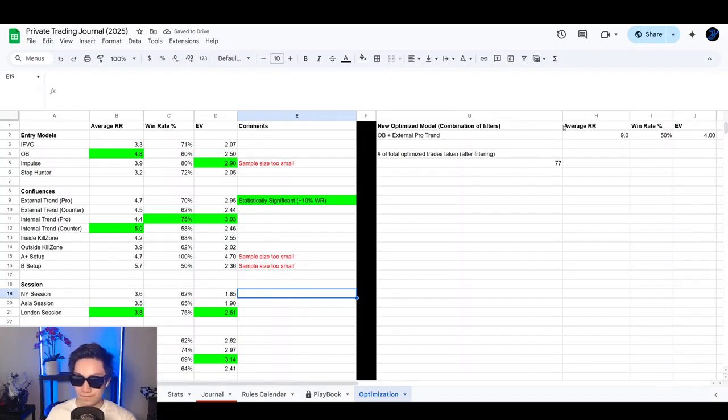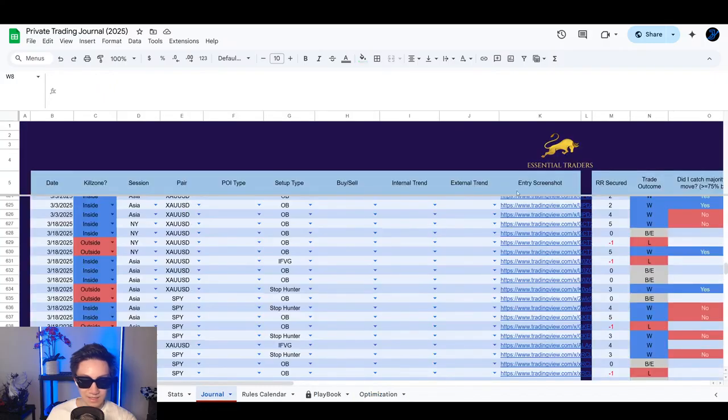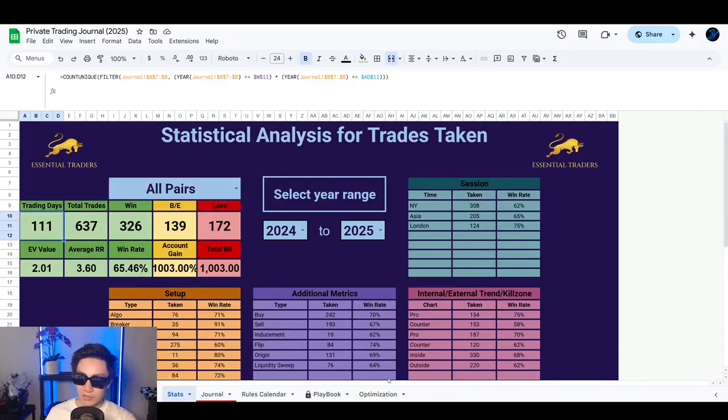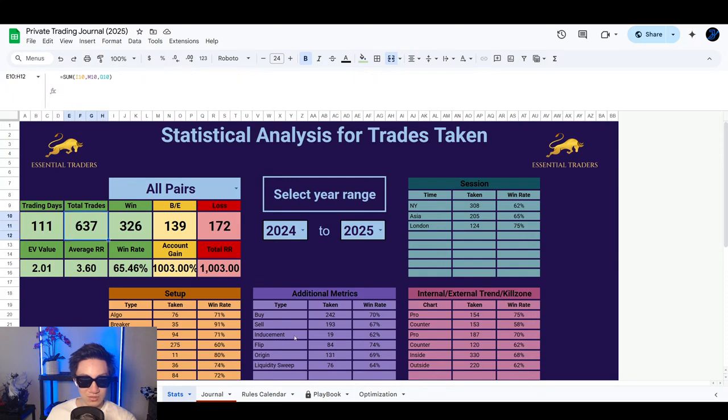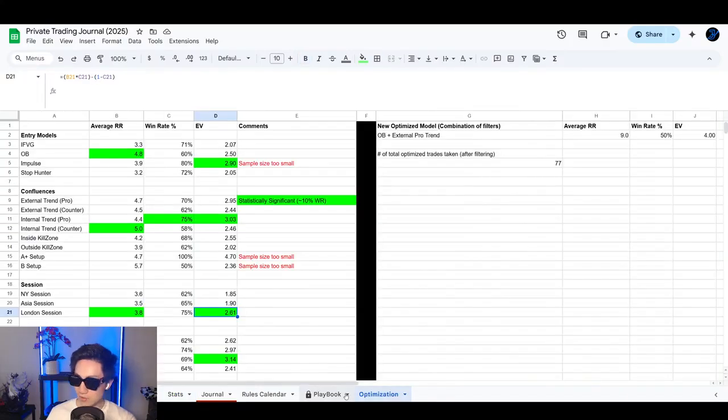Okay, so these are red, and then now we picked a session. Now session, like I said, limits to only 124 trades as the max total. Considering I've taken 637, even just limiting based on session already limits you to about 1/5. 124 trades is basically one trade a day on average. So let's not limit by session here, guys.